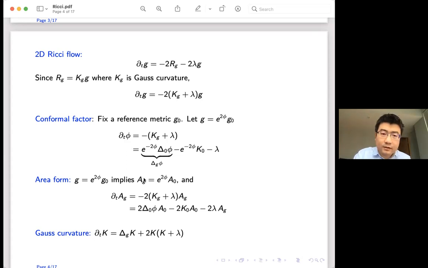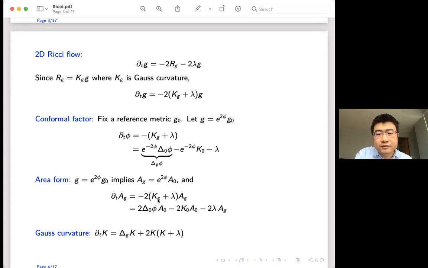Okay, we can also write the equation in terms of the area form. So if G is conformal to G0, then you can prove that the area form for G is also equal to exponential 2 phi times the area form of G0. So the transformation looks the same as the metric, right? This is why the time derivative of the area form is equal to the scalar times the area form. So this equation looks similar to the equation for the metric.